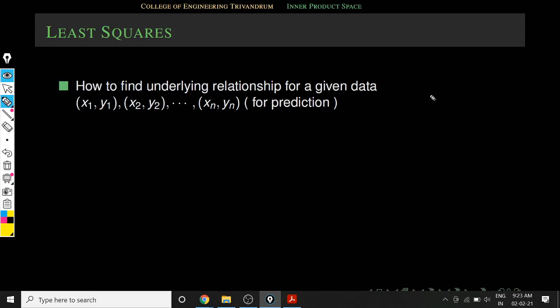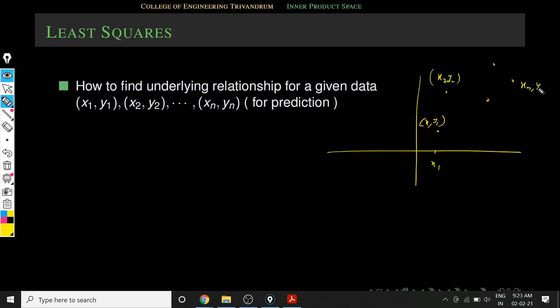For example, suppose our data points are like this. This is x1, you take this point as (x1, y1), and this is (x2, y2), etc. This is some (xn, yn). Suppose we know this data from a real situation. Whether the relation is linear or non-linear, we know these data points. That means y1 is the value of the data corresponding to x1, and y2 is the data corresponding to x2, like that.